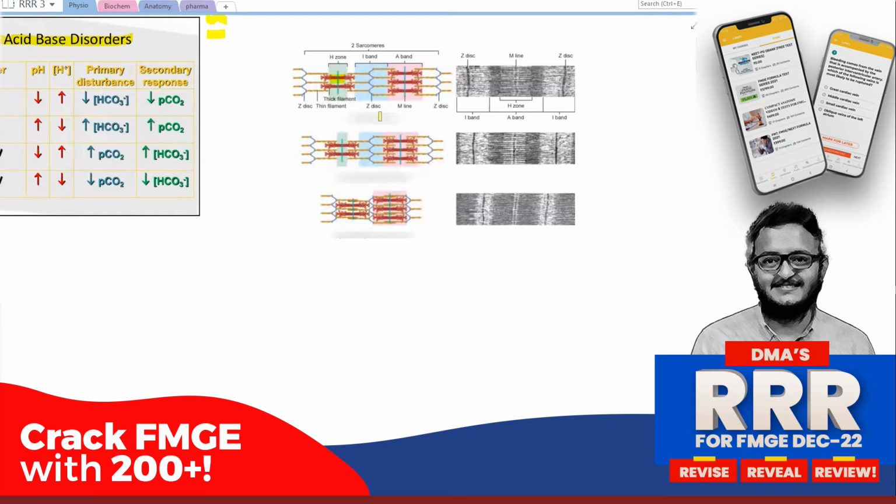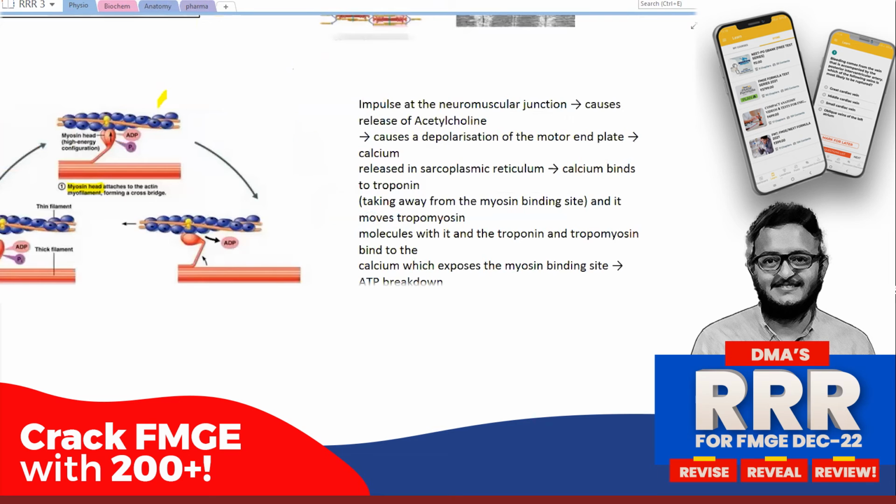See, the basic unit of muscle contraction is called the sarcomere. So please remember sarcomere. Let me draw a sarcomere starting from here to here. This part is called one sarcomere. There is one more sarcomere here. This is the second sarcomere. So this is called a sarcomere. It is the basic unit of muscle for contraction.